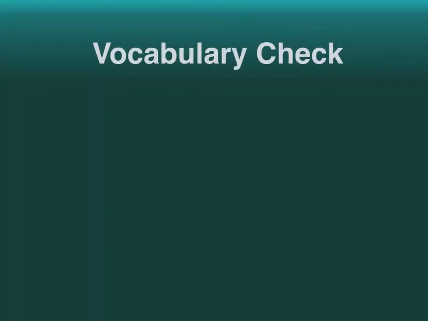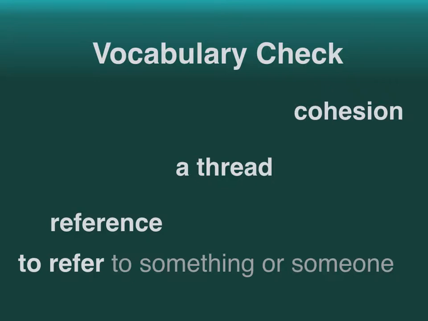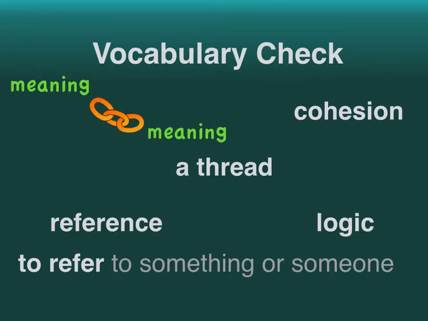Let's start with a vocabulary check. There are not many words this time, but these words are not so easy. If you check them in your dictionary, try to find the meaning which is related to language. All of these words are about connections of meanings when we are reading or writing.